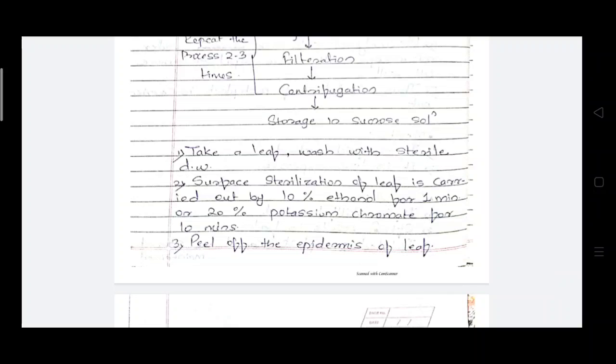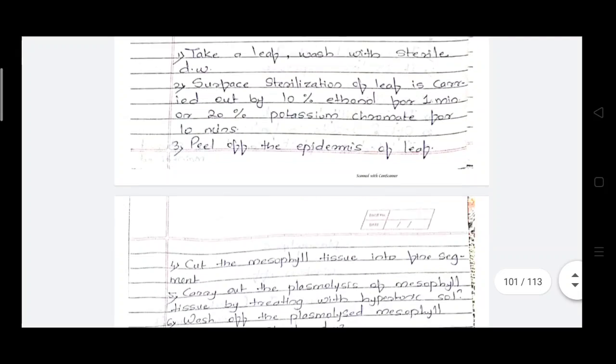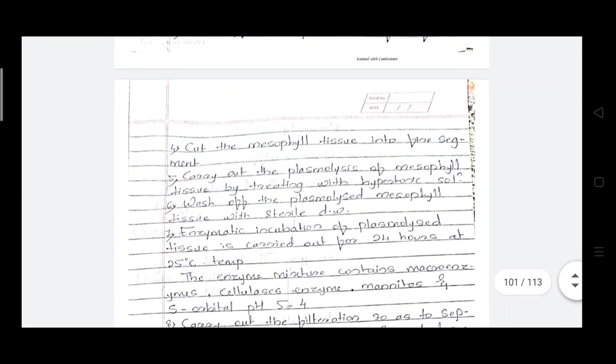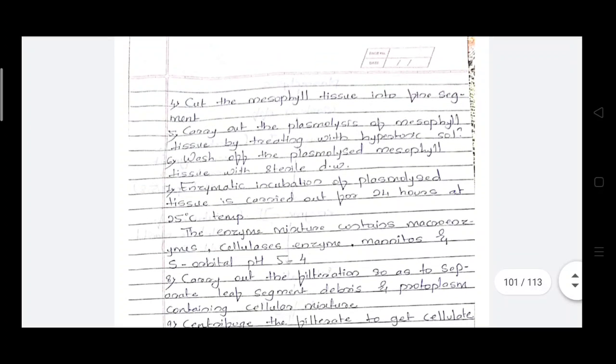So first of all we have to take the leaf. The leaf will be sterilized with distilled water. Then again it is sterilized, the sterilization being carried out with 10% ethanol for 1 minute or 20% potassium chromate for 10 minutes. Then peel off the epidermis of the leaf. Then cut the mesophyll tissues into fine segments. Carry out plasmolysis of the mesophyll tissues by treating with hypertonic solution. Then wash the plasmolysed mesophyll tissues with sterile distilled water.